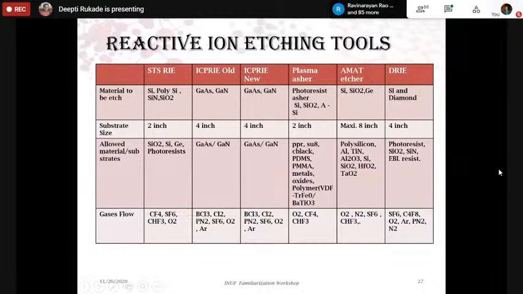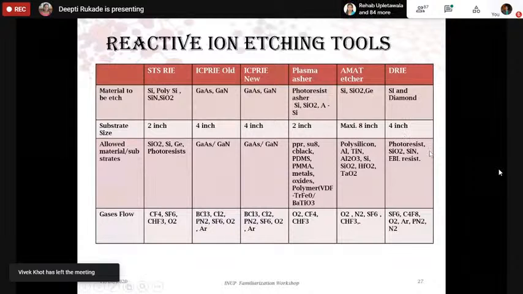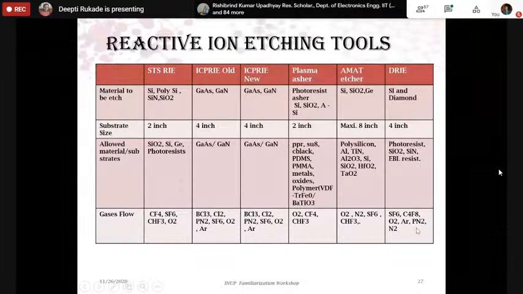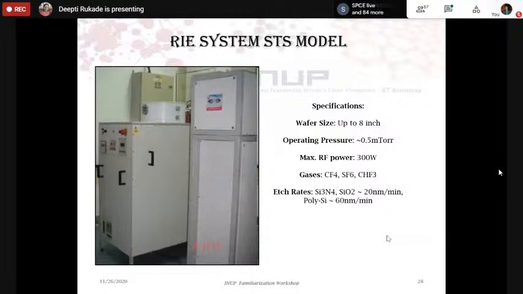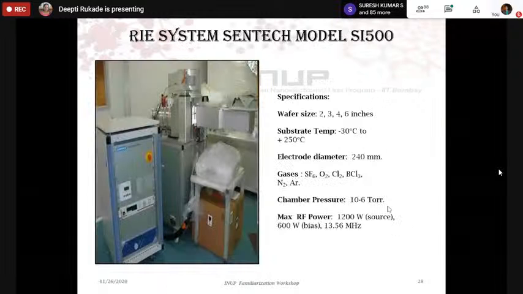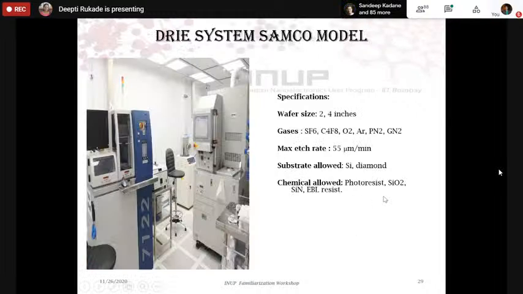Then you have the AMAT etcher, which is there for 8-inch wafers, and deep RIE, it is used for etching of silicon and diamond, and it will give you a very high aspect ratio, and you can etch through-and-through features. I'll show you a few images later on of how the DRIE features look. Okay, so these are the images. We have the RIE system. So this is the STS model. We also have one Centec model, same system. Then this is the deep RIE system. The etch rate is 55 microns per minute for silicon.